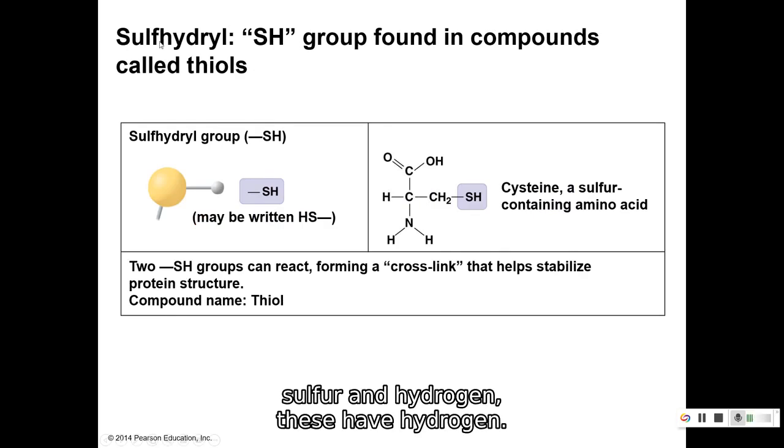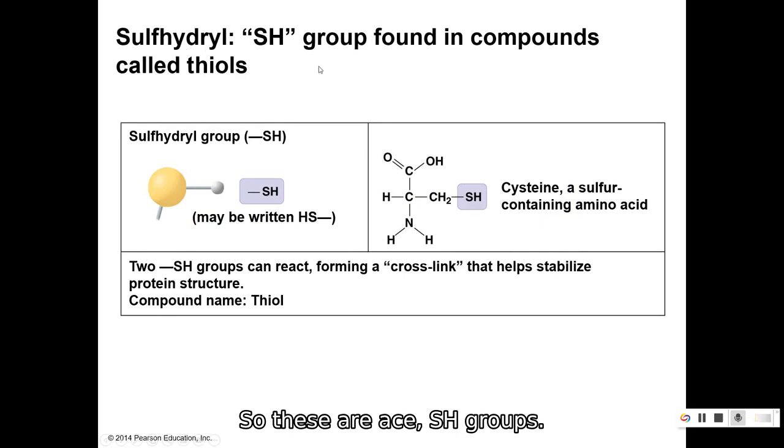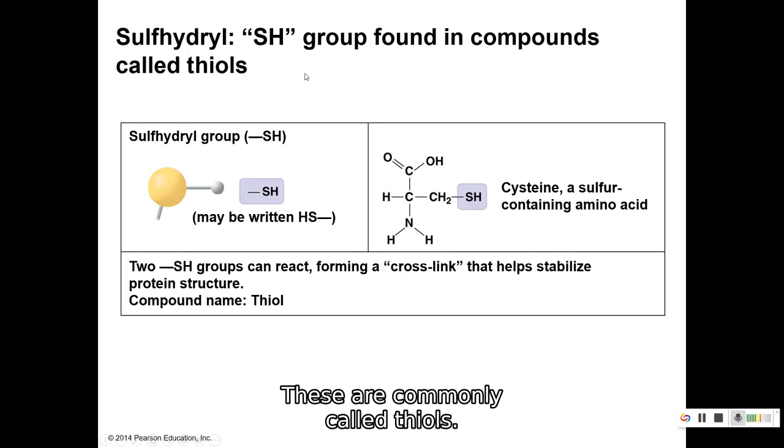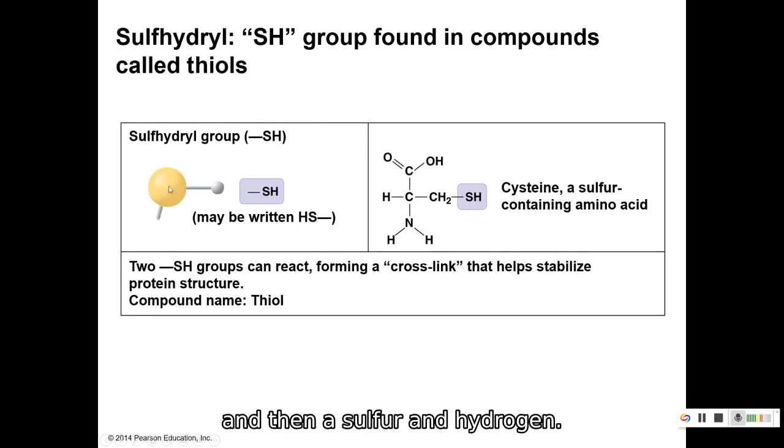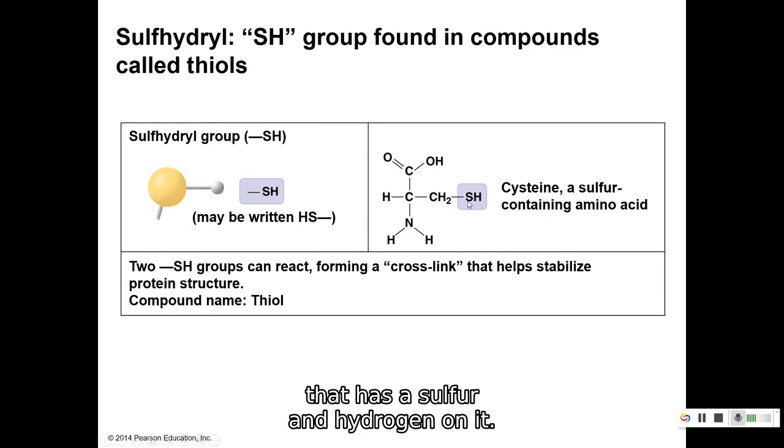Sulfhydryl: sulf, these have sulfur, and hydryl, these have hydrogen. So these are SH groups. These are commonly called thiols. So you have the rest of your molecule here, and then a sulfur and a hydrogen. So here is an amino acid that has a sulfur and a hydrogen on it. This is cysteine.